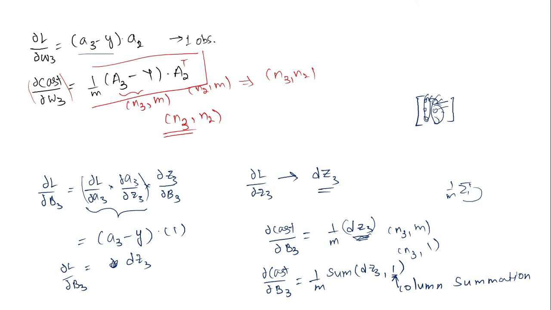Now we got both of these terms, so we will move to the next layer and we will calculate the del L by del W2. Now to move from L to W2, we will need to go from L to A3, then to Z3, then Z3 to A2, then A2 to Z2, and then we will reach W2. So to do that, we will implement the chain rule in this way.